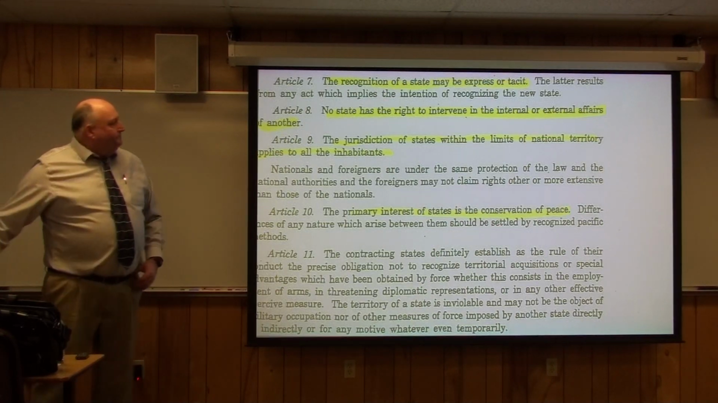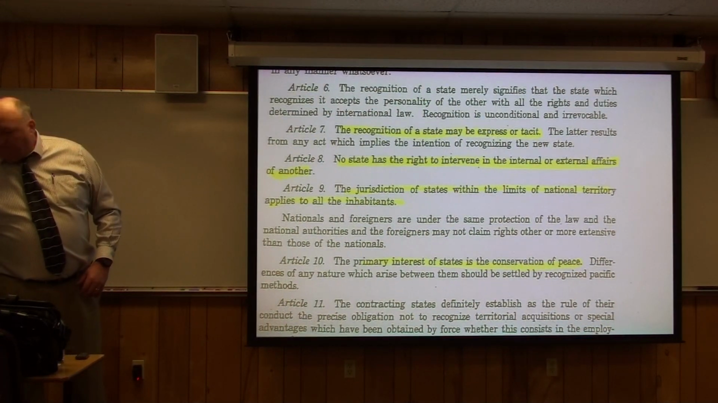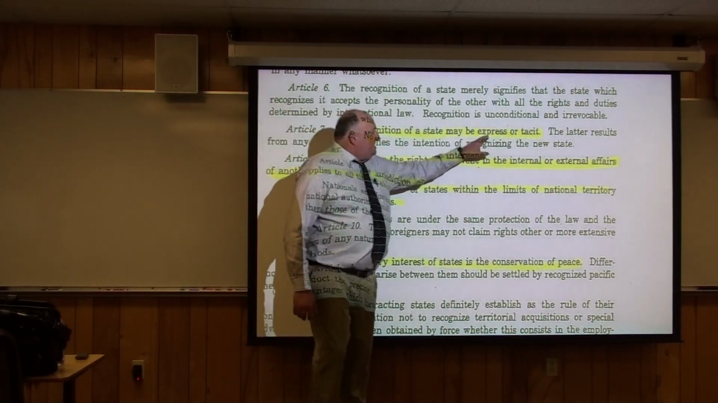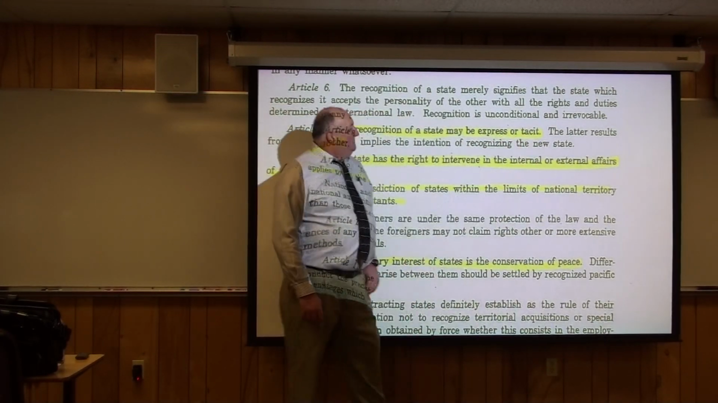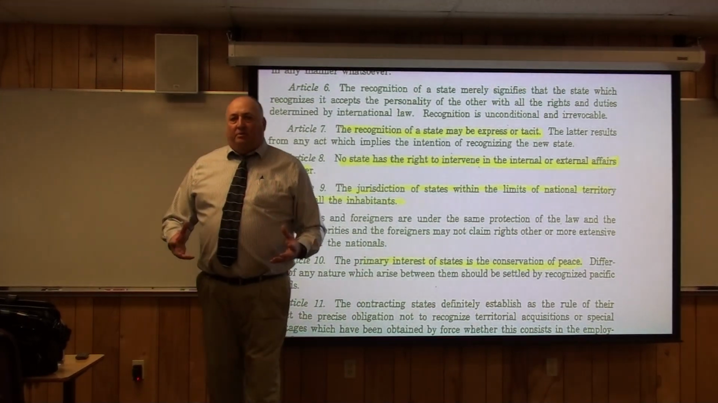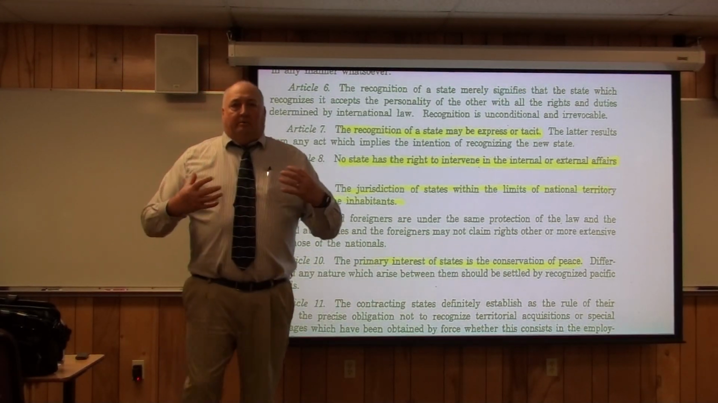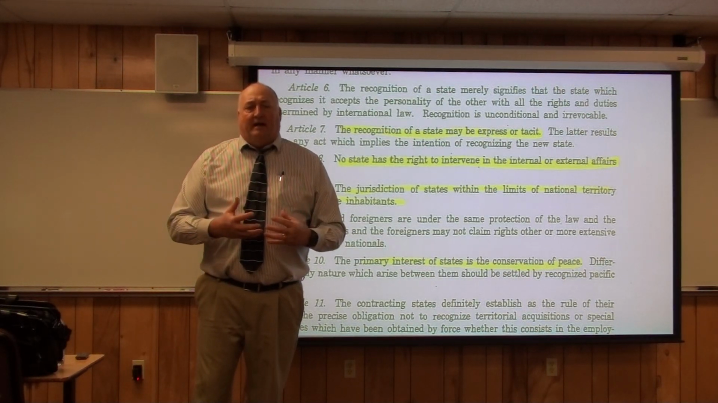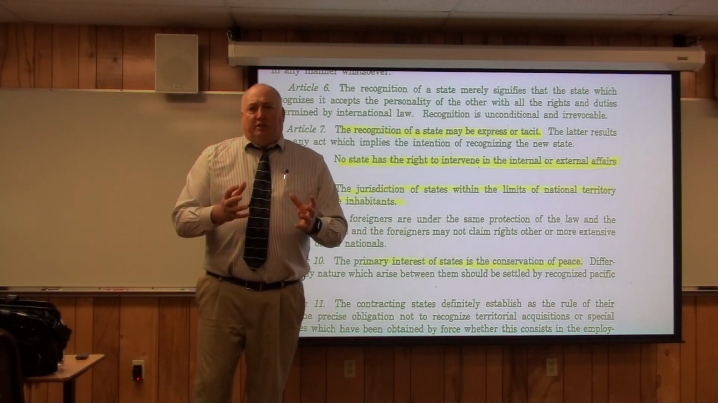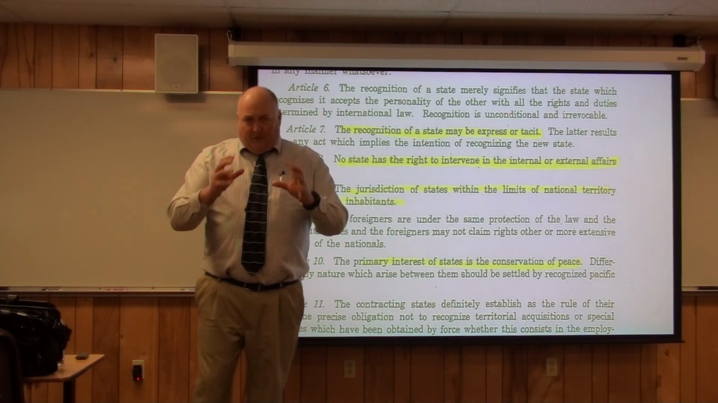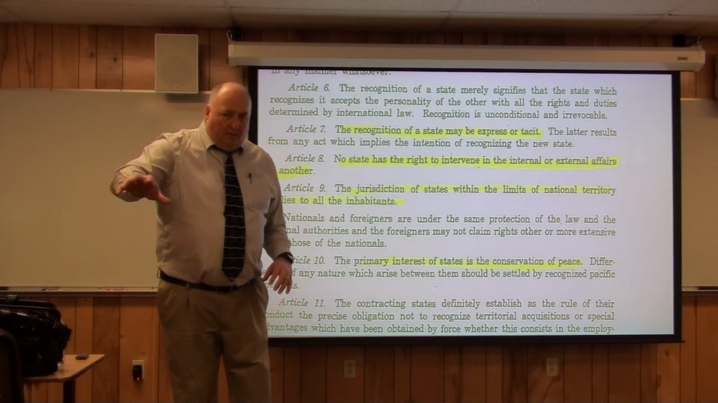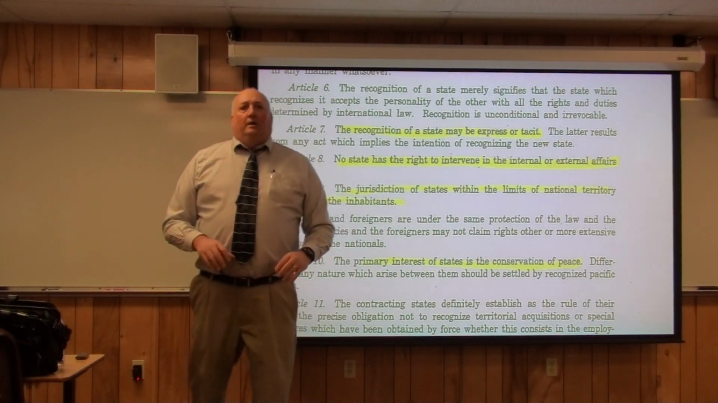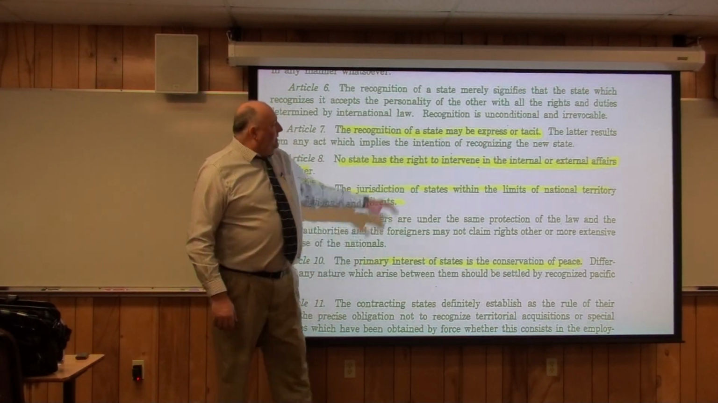Article 7. The recognition of a state may be express or tacit. What that means in plain English, as we will talk about in other lectures and other materials in the class, is that recognition of a state, that is, whether or not other states consider that geographical area to be an international sovereign, can be done in various ways.